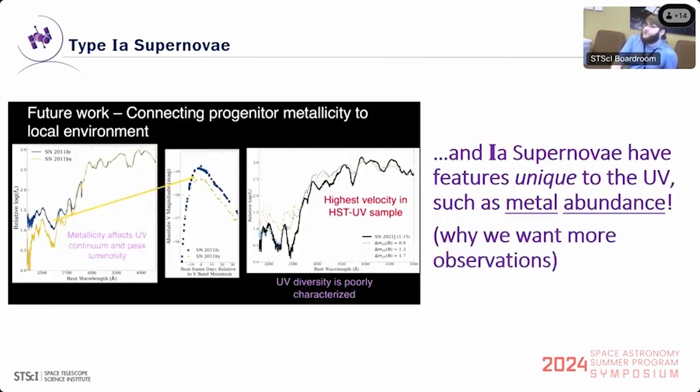And the thing about 1a supernovae is in the UV, they have features that are not shown elsewhere. The metal abundance of the star before it explodes is not found in other bands at all, but it is found in the UV. So if you want to categorize the metallicity of the star before it exploded, you're going to have to observe in the UV. And so we want to make more observations of these things, but we want to make it easier. So back to the question, how am I going to do that?